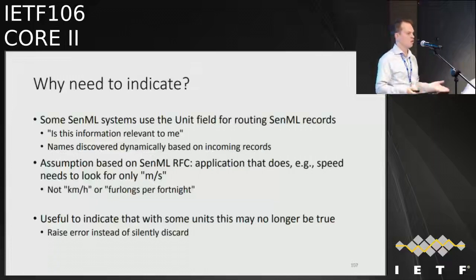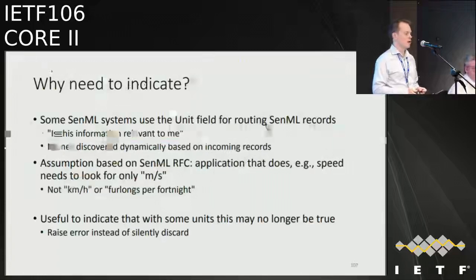Or vice versa, you can filter out information. If you only care about speed and not, for example, radiation, you see a radiation unit or a unit you don't recognize, you can just drop those records from your pipeline and go forward. Of course, you can also use the name field for such a routing, but what this enables is that you don't have to know those names a priori or even any information about the names. You can, for example, dynamically discover new temperature sensors just by looking at the fact that, okay, someone is now sending temperature information.